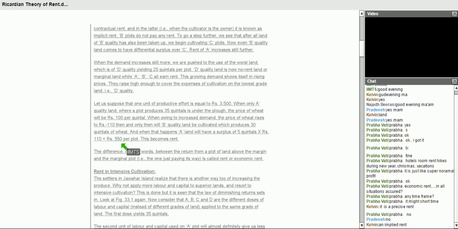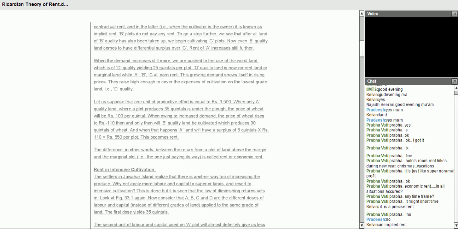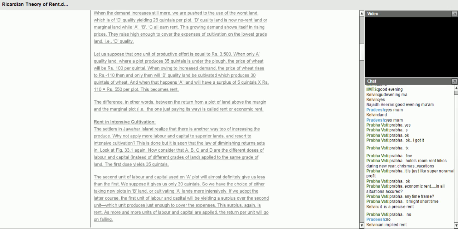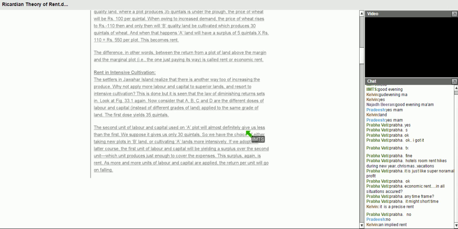5 extra quintals it's manufacturing. It is manufacturing 35 and B is giving 30. So that 5 into the present price, that is 110, is 550. So this becomes the rent. This 550, that extra, is the rent. The difference, in other words, between the return from a plot of land above the margin and the marginal plot is called rent or economic rent. Okay? Because of its nature, the piece of land is giving extra, so that extra is called the rent. Do you understand?